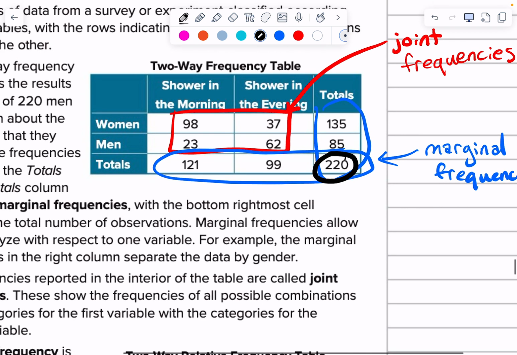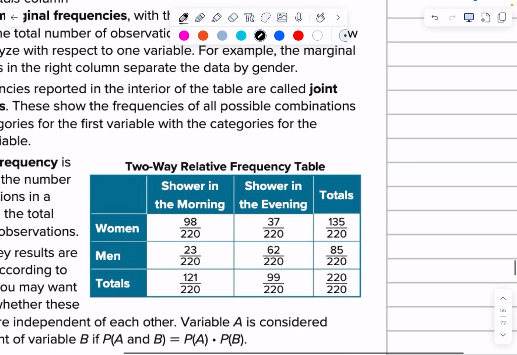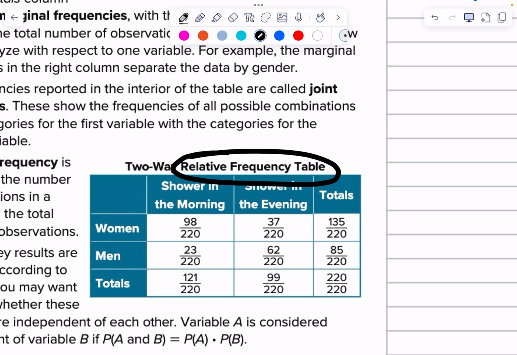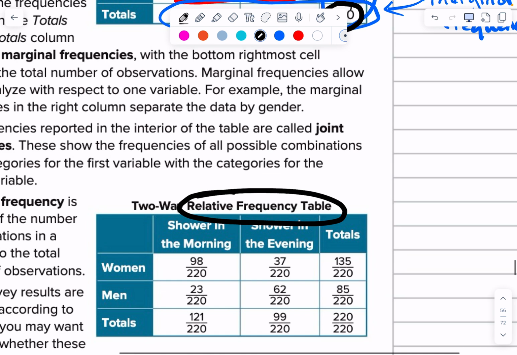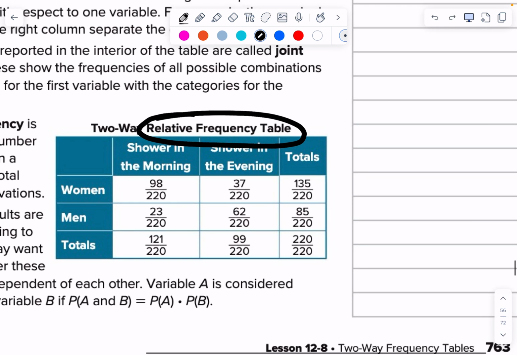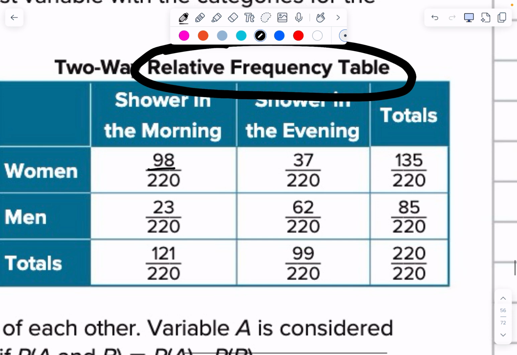Okay, here's my two-way frequency table. We want to do something called a relative frequency table, and relative means in relation to the other numbers, like you're in relation to your relatives, right? So in relationship to the total, I am taking these numbers, 98, and dividing by the total number. This is not finished yet. We take each one of these joint frequencies and divide by the total.